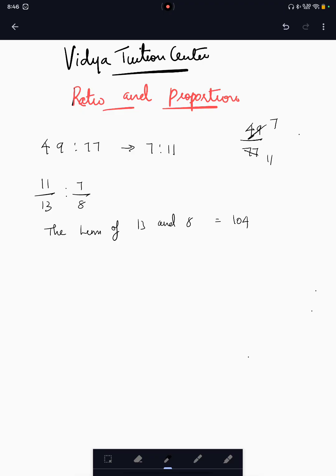Now what I will do: 11 by 13 into 104 is how much? 7 by 8 into 104 is how much? Then you can find the proper ratio in that way. So 8 times 11, 8 11s are 88. And this is how much, guys?